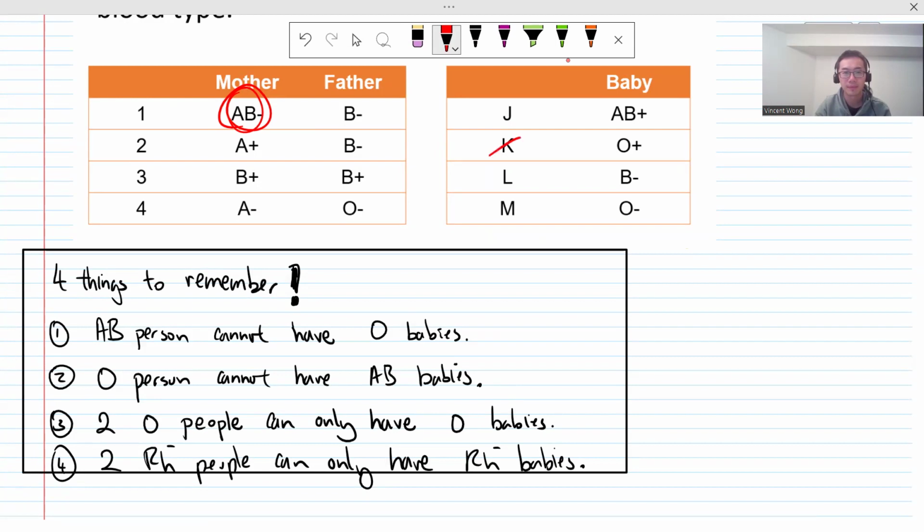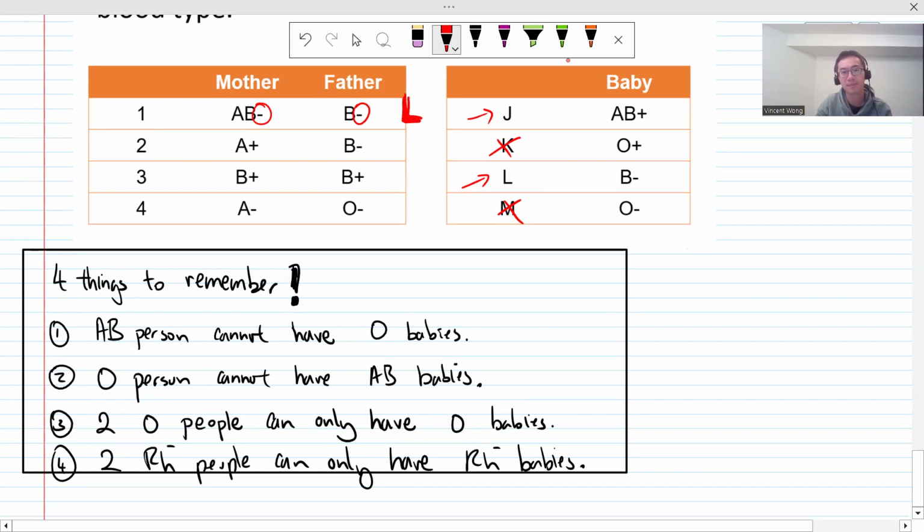K and M, that's right. Those are not her kids. Don't take them home. So there are 2 more babies left, J and L. The mother is negative and the father is also negative. They can only have negative babies. So baby L is theirs. Right? Baby L is gone now. They found their parents.